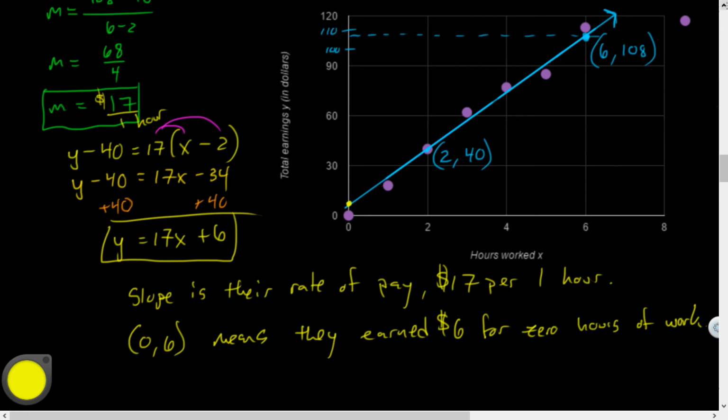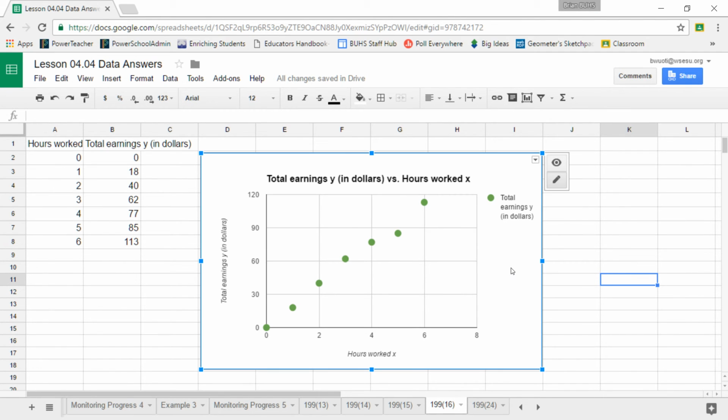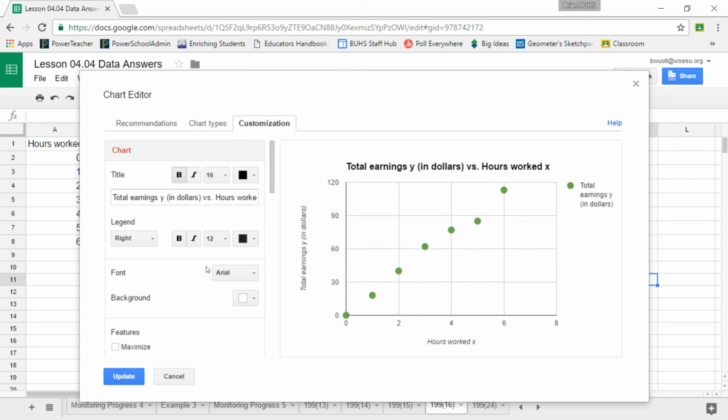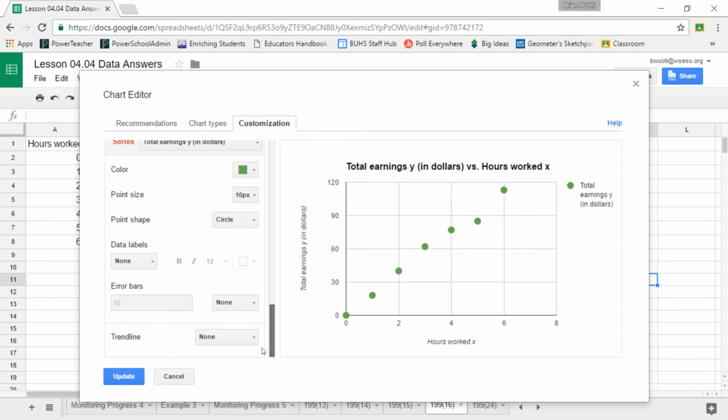Now, do you guys remember this yesterday? We actually can train our computer. We can ask our computer to give us its version of this best fit line. So let's see how close our best fit line comes to their best fit line. Let's go back to this. I'm going to go to advanced edit. I think you guys were also able to find it here by clicking on this little triangle, advanced edit. And watch this, customization, scroll all the way down. And here it says trend line.